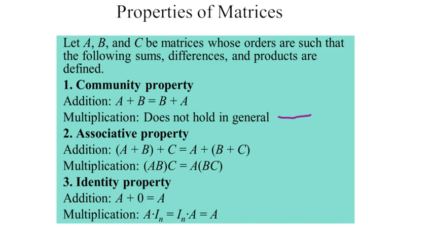The identity property. For addition, if I take a matrix A, add the 0 matrix to it, we're still going to have matrix A. For multiplication, we have to talk about the identity matrix, which was the matrix that had 1s along the main diagonal and 0s in all the other entries. If we take a matrix A times the identity matrix, we're still going to get matrix A back. Okay, so those are the identity properties.